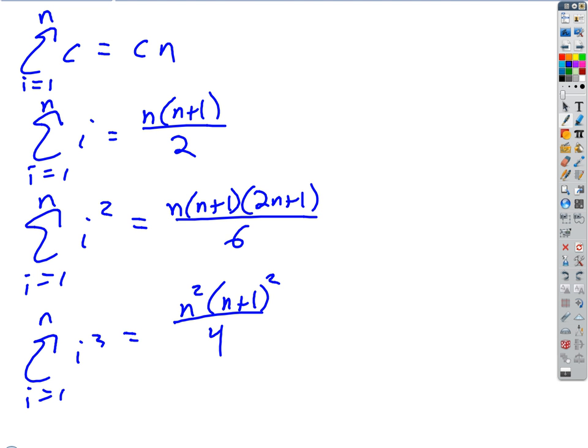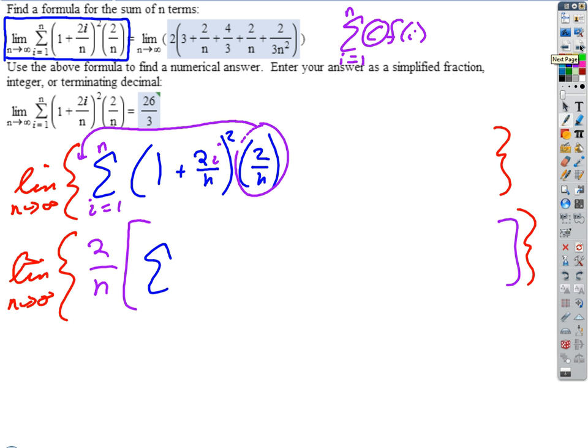But we have to be able to get the sum of terms in our sigma that are broken down into powers of i. So to get there, we need to expand this out. So we get the sum of 1 plus, what are we going to get when we FOIL that out? 1, and 4i over n. Yes, I agree, 4i over n, because if that's an a and that's a b, we get a squared plus 2ab. So 2 times 1 times 2i over n is just 4i over n, plus the quantity 2i over n squared.